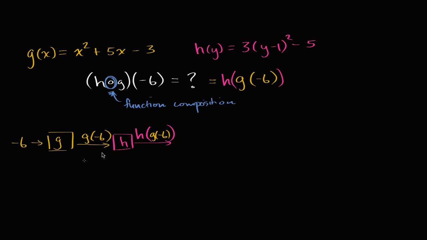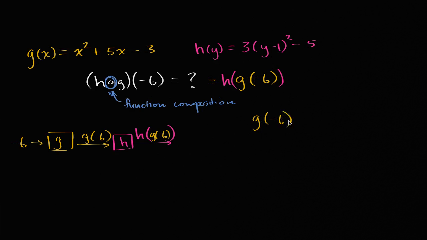So we just have to do it one step at a time. A lot of times when you first start looking at these function compositions, it seems really convoluted and confusing, but you just have to take a breath and take it one step at a time. Well, let's figure out what g of negative 6 is. It's going to evaluate to a number in this case, and then we input that number into the function h, and that's going to map to another number.